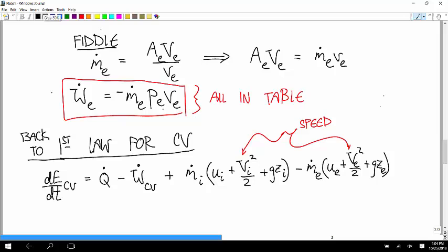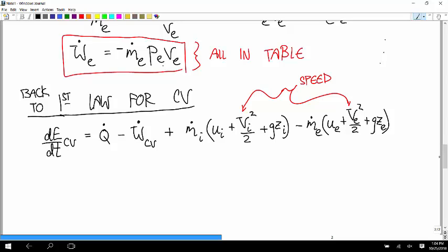And now the only other two things we have to deal with are these two, the two works that we calculated, the one at the inlet and the one at the exit. So that is plus M inlet dot times pressure at the inlet times specific volume at the inlet, and then minus the ones at the exit, ME dot times PE times VE.